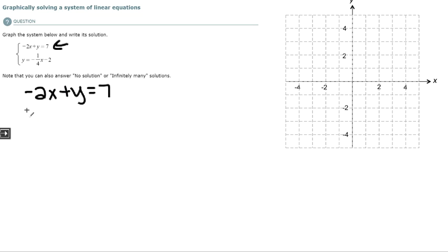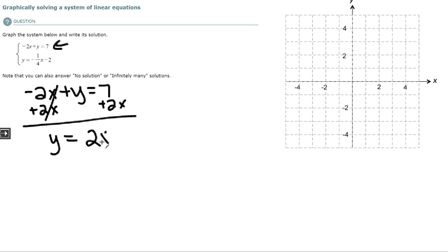is I'm going to rewrite this by adding 2x to both sides. So now I have y equals, and then this is a positive 2x and a 7. They're not like terms, so they have to stay separate. So I get a positive 2x and then plus 7. And then the other equation's fine. y equals negative 1/4 x minus 2.